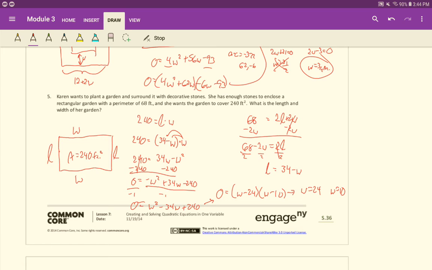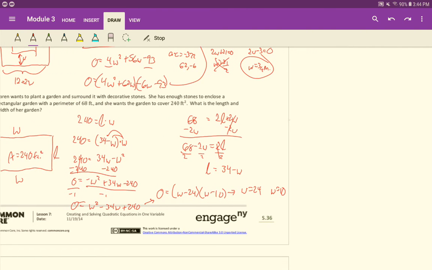How can we figure out what L is? Well, we're going to use this right here, the 240 equals L times W. I'm going to go off the worksheet here. So 240, if W is 24, well, we'll divide both sides by 24, so L would be 10. So 24 and 10 go together.